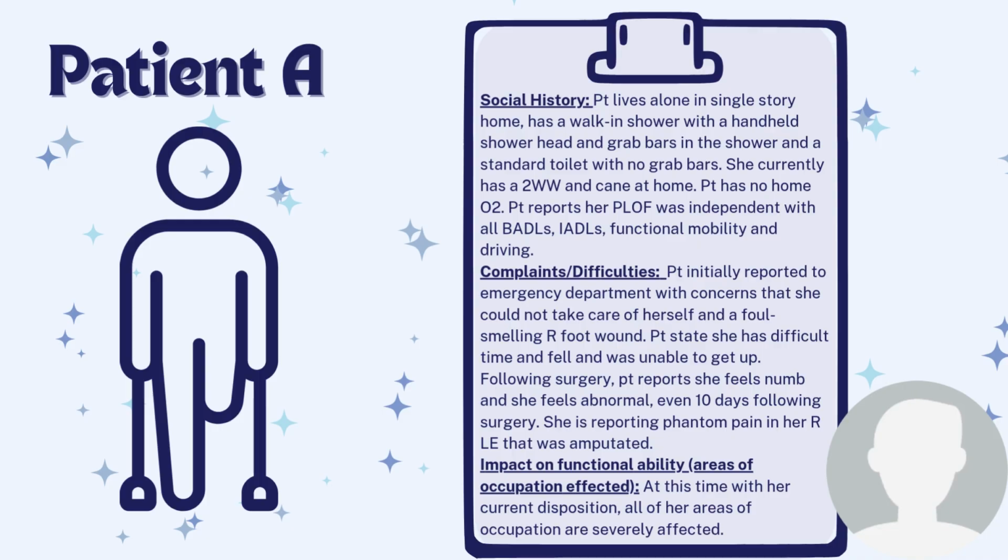Patient A's impact on functional ability at this time, with her current disposition, all of her areas of occupation are severely affected. For her BADLs, self care tasks such as bathing, dressing, grooming, and toileting are significantly impacted due to the right lower extremity being amputated. She's having phantom limb pain, fatigue, and cognitive impairments.